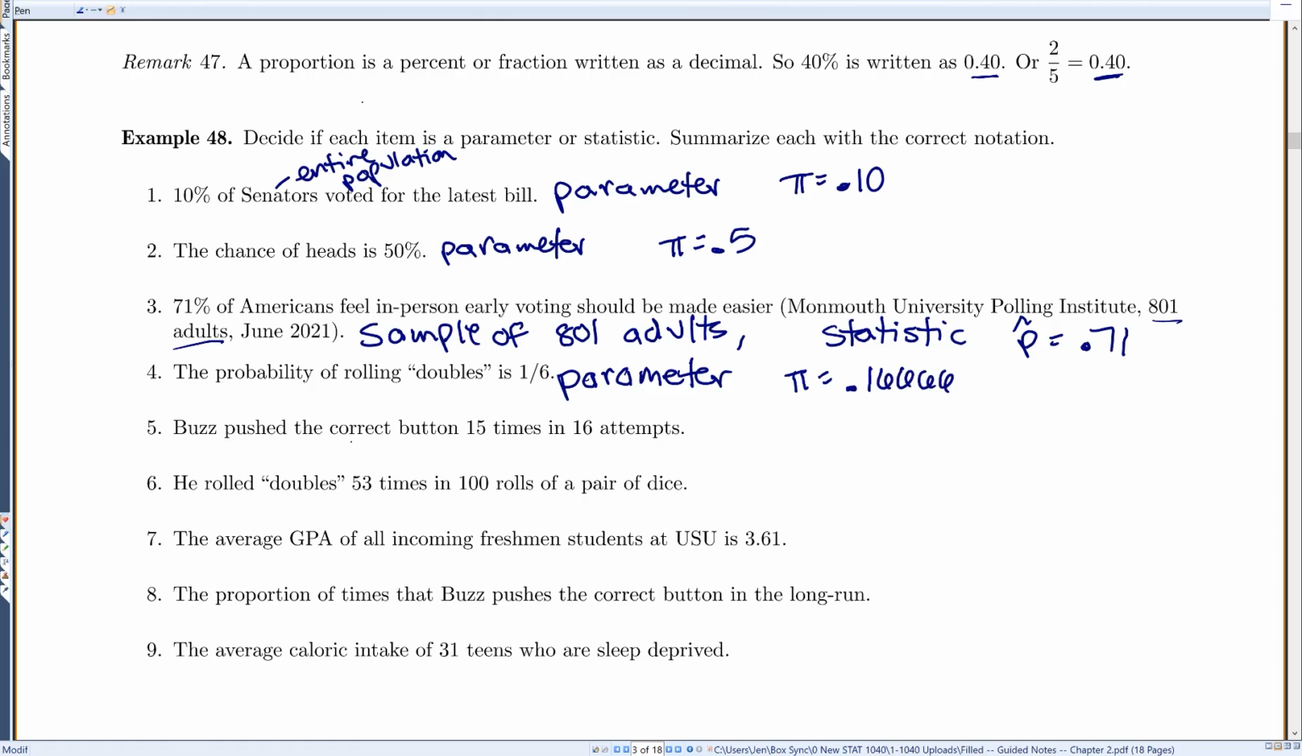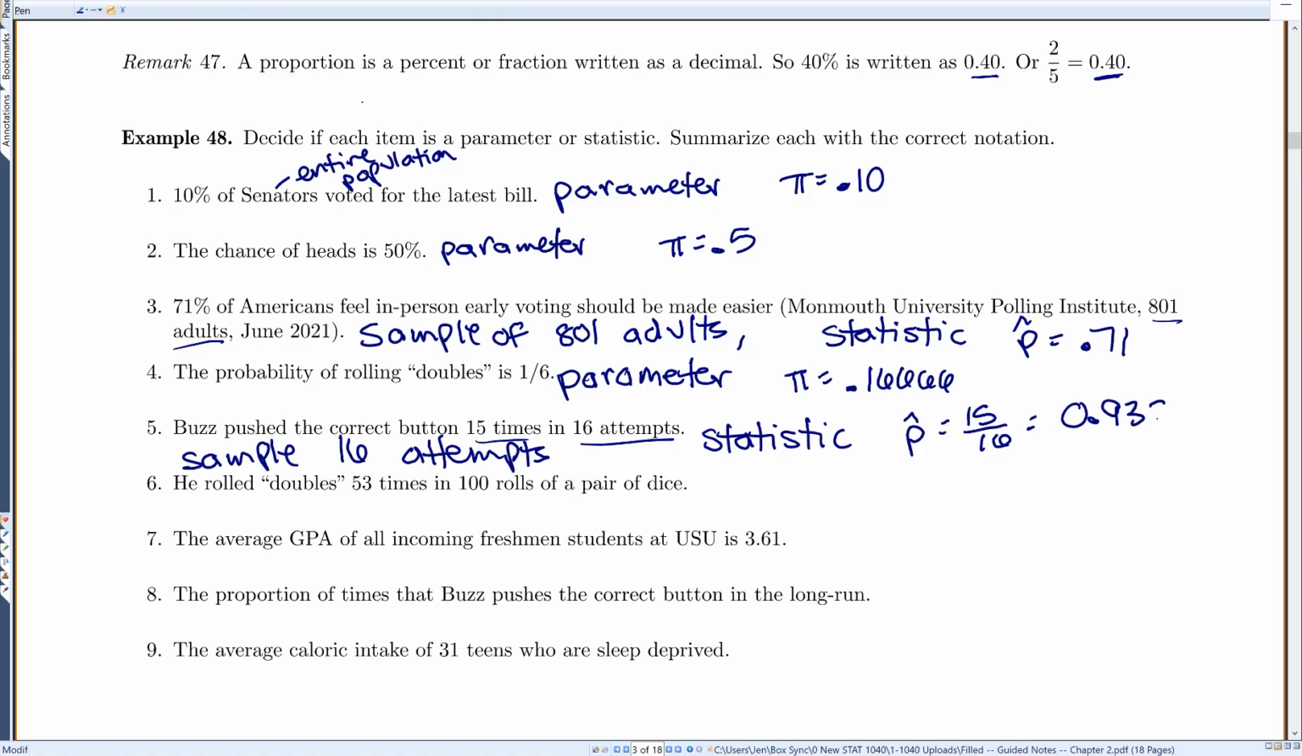Let's see. Buzz pushed the correct button 15 times in 16 attempts. Oh, 15 times in 16 attempts. That sounds like it's a sample, or specifically a sample of 16 attempts. Which means then my number here is going to be a statistic. And so it'll be a p hat, and I'll do 15 divided by 16, which equals, that one I don't know off the top, 0.9375.